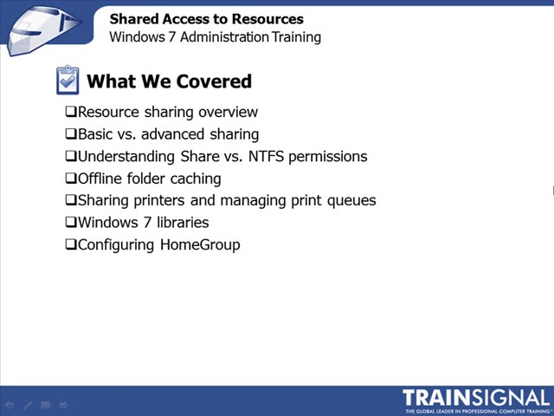In this lesson, we started out by talking about resource sharing from a relatively high level. Next, we talked about the differences between basic and advanced sharing in Windows 7, and the differences between share and NTFS permissions, and what happens when the two permission sets come together. Remember, the most restrictive permission set is what takes hold. Then we moved on to offline folder caching. Then we talked about sharing printers and talked about who's allowed to manage print queues in Windows 7. Next, we talked about the new Windows 7 libraries features, and we ended up with a discussion about home group.